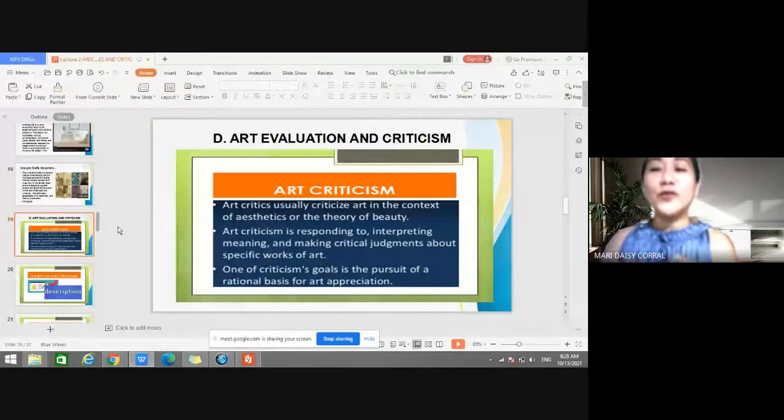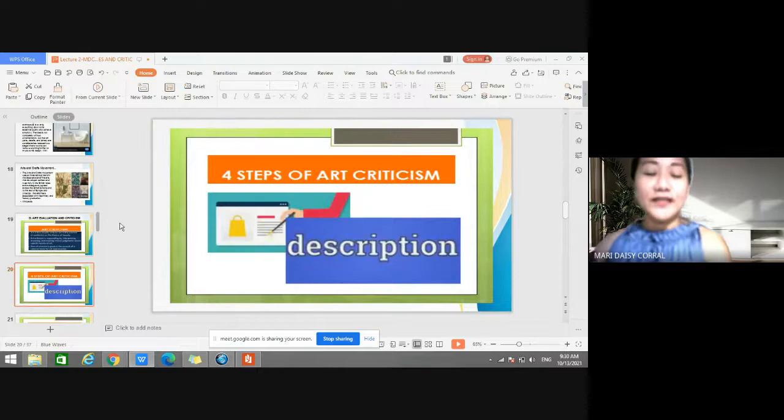One of the criticism goals is the pursuit of a rational basis for art appreciation. So, art criticism is very much associated with this subject because we will learn how to appreciate an art if we are able to process those four steps in evaluating our art. Okay, so these are the four steps. The first step is description.